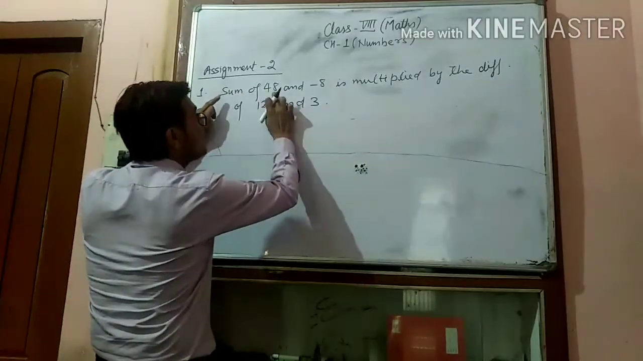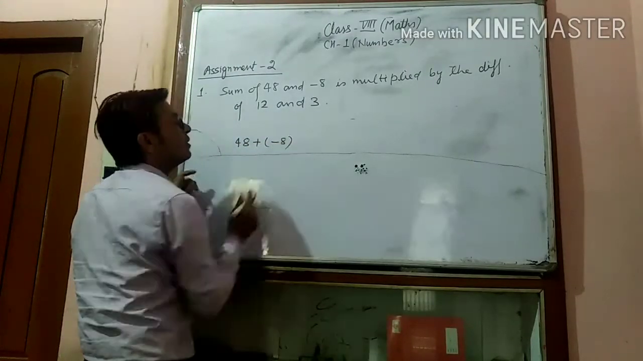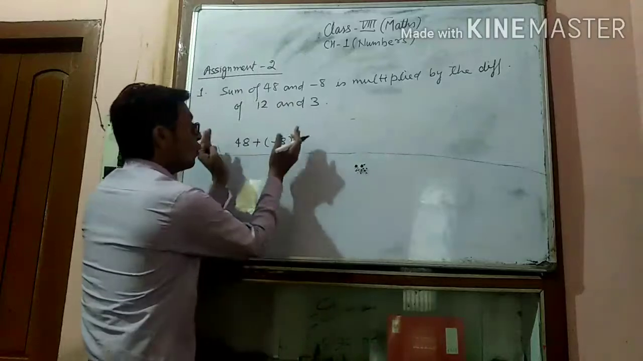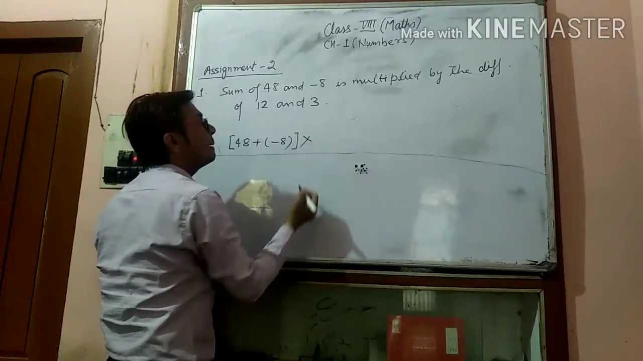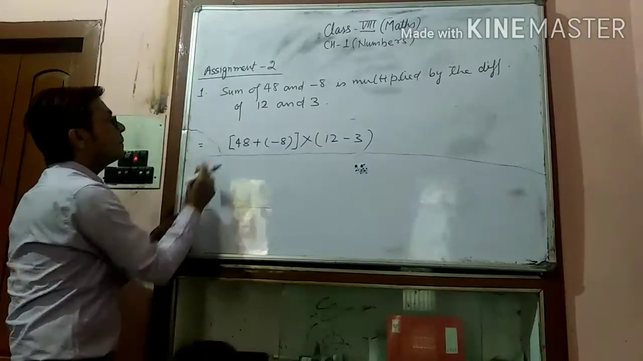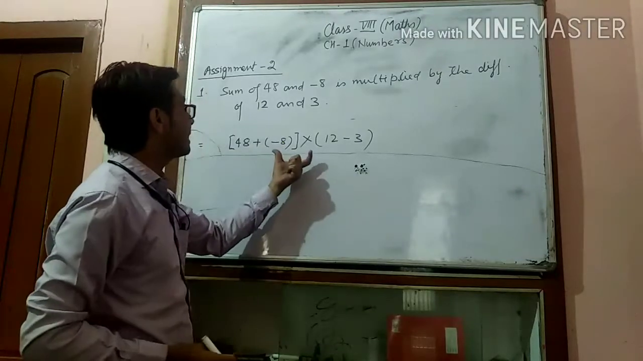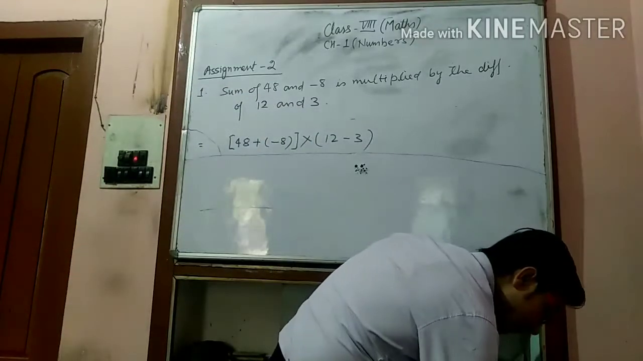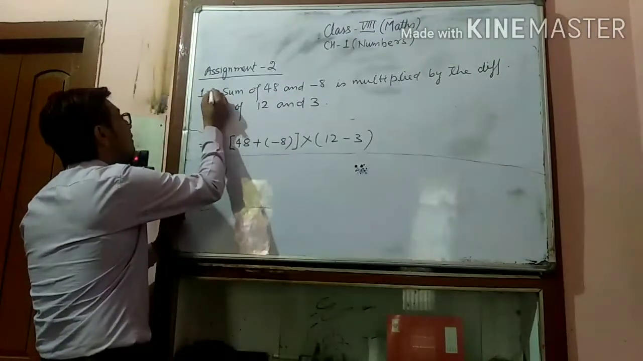So first of all, the sum of these two means 48 plus minus 8. This sum is multiplied by the difference of this. The whole of this is multiplied, so take bracket. This whole is multiplied by the difference of 12 and minus 3. This is the word problem and it is converted into numerical form. Numerically we can write this question in this form.